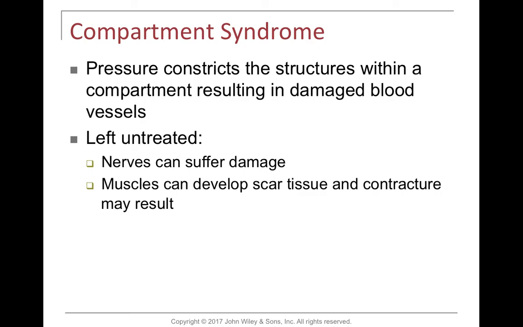Compartment syndrome is where our skeletal muscles in our limbs are organized into units called compartments. So in compartment syndrome, some external or internal pressure constricts the structures within a compartment, resulting in damaged blood vessels and subsequent reduction of the blood supply to the structures within the compartment. Without intervention, nerves suffer damage and muscles develop scar tissue that results in permanent shortening of the muscle called contracture.